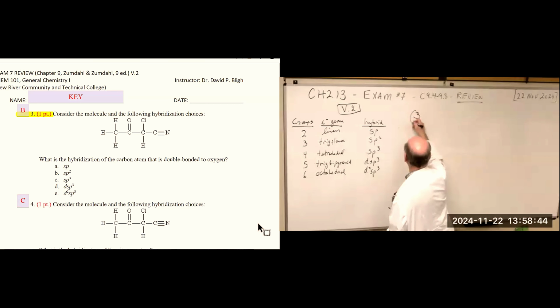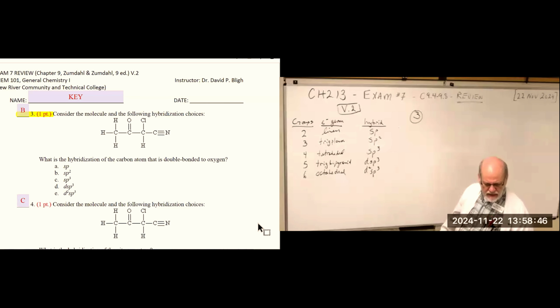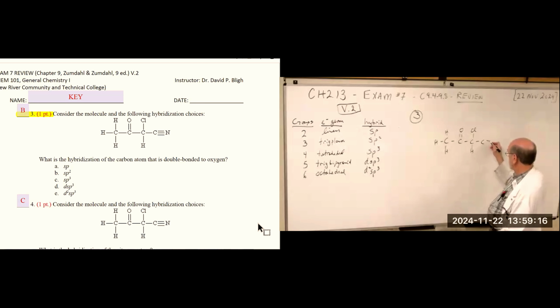Number 3. Consider the molecule and the following hybridization choices. What's the hybridization of the carbon atom that is double bonded to oxygen? So we've got 4 carbons. Okay. We've got an oxygen here. That's called a carbonyl group. If you end up in organic chemistry, you'll see that again. Chlorine, hydrogen, and a triple bonded nitrogen. Okay.